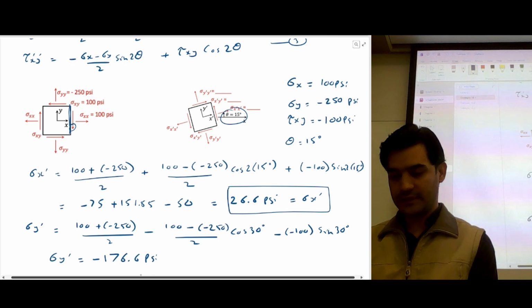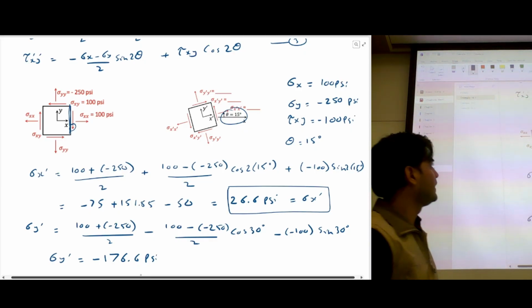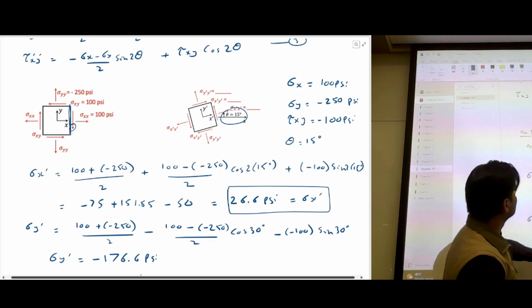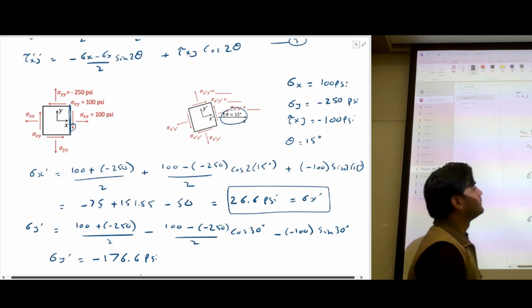So if you guys are getting the same, we can see before the transformation stress Y was negative 250. So after transformation, it has reduced. So both the stresses have reduced.